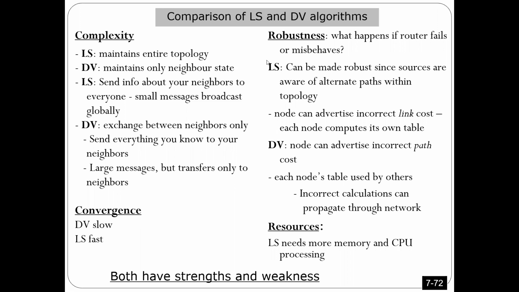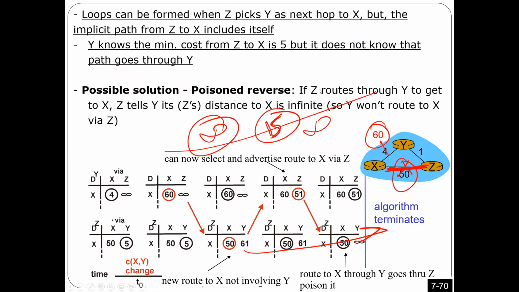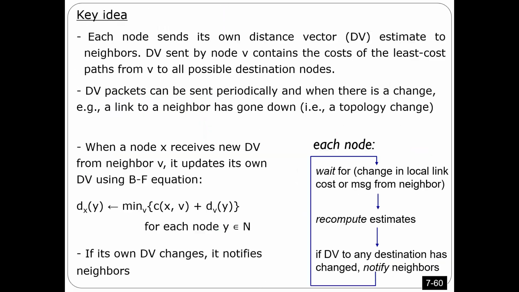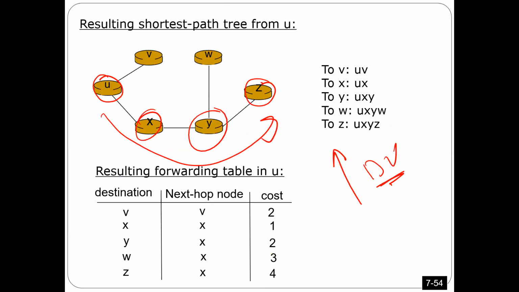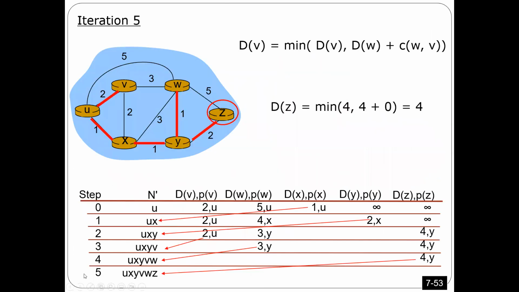There is one advantage in LS compared to DV. In LS, I know the complete topology. So, for example, if I want to go to W, actually I have different options here. But for sure I'm going to select the smallest option through Y. If I go this way, this will be the cheapest one, the best one.